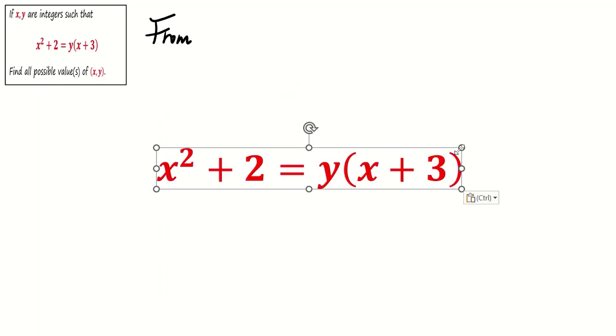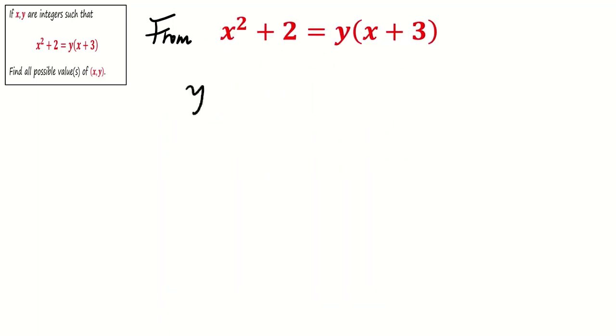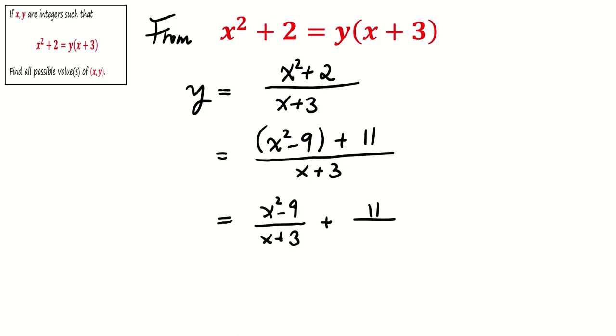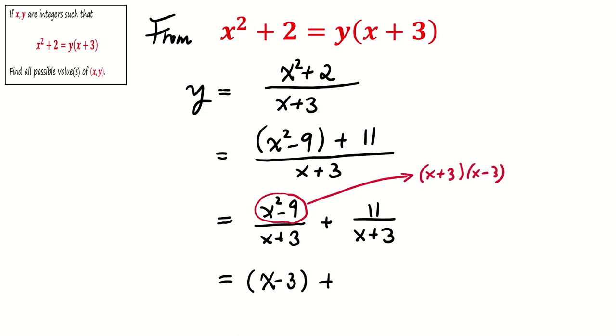Now, let's move on to our second method, which begins by solving for y. We have y equals x squared plus 2 over x plus 3. We'll write x squared plus 2 as x squared minus 9 plus 11. Notice that x squared minus 9 can be factored as x plus 3 times x minus 3. So our expression can be simplified as x minus 3 plus 11 over x plus 3.